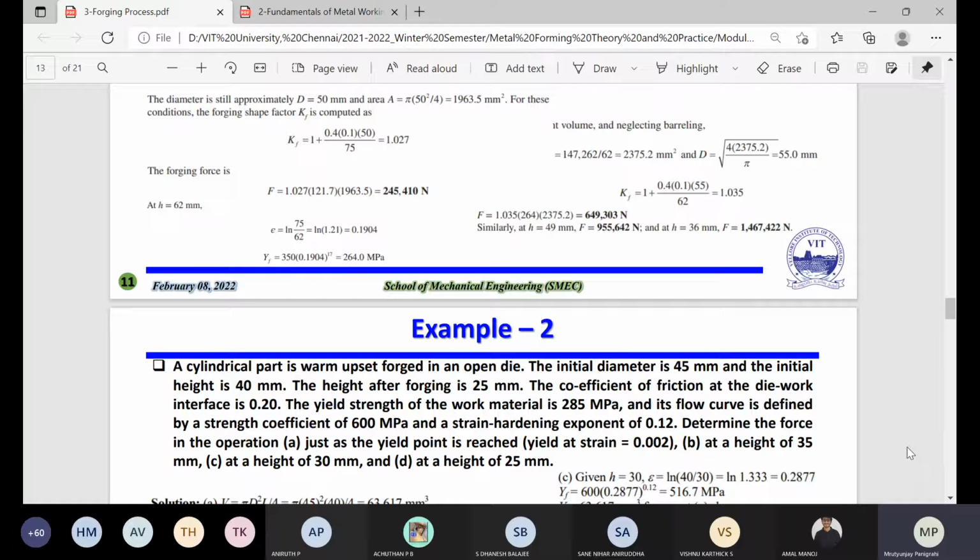You can write the given: h0 equal to this one, h equal to this one, d equal to this one. You can just write in this way, but in the exam you have to write everything clearly: initial height h0, final height hf, diameter of the cylindrical sample capital D equal to this much. You have to write it.